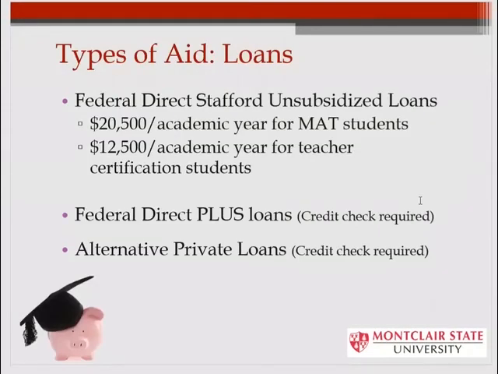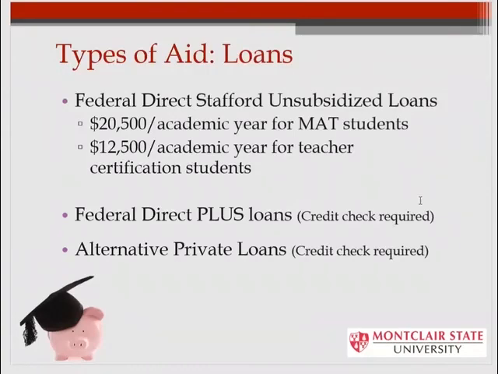All right, so this is an additional slide discussing the unsubsidized loans that you will qualify for. This is the amount that you will actually qualify for as a graduate student. So if it's a traditional graduate student, you are eligible for $20,500 for the academic year. And this is students that are coming in for the master's in teaching.